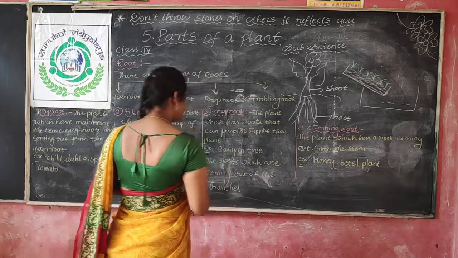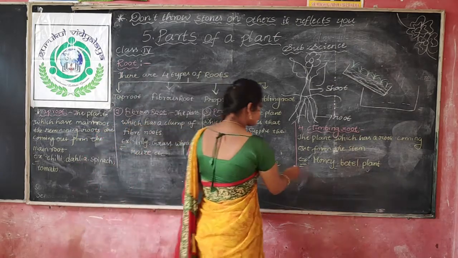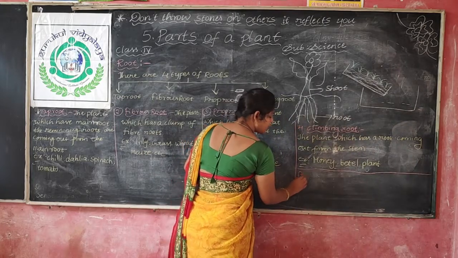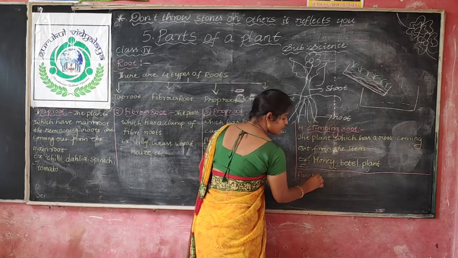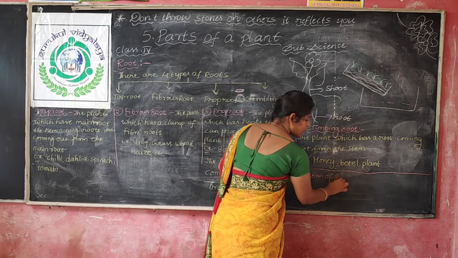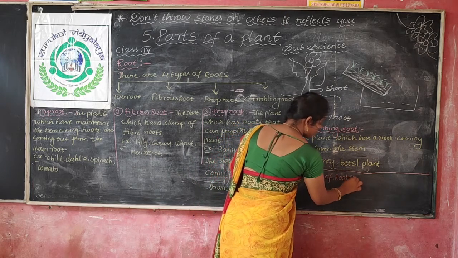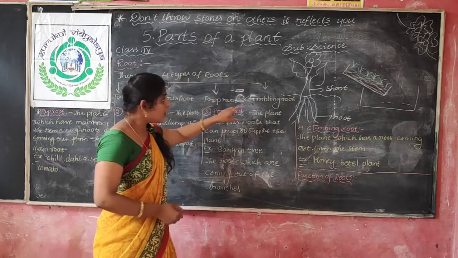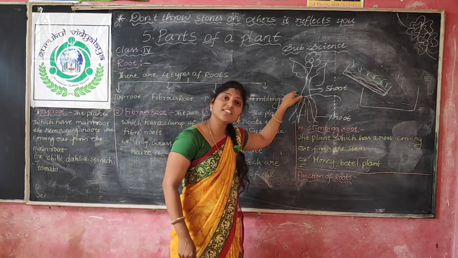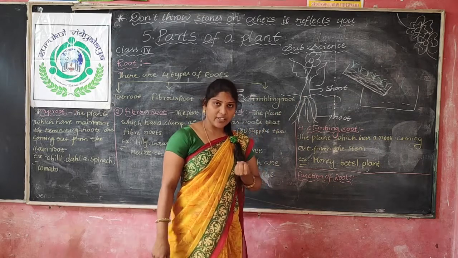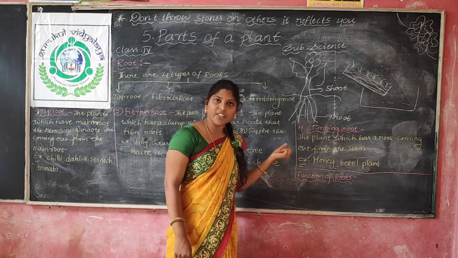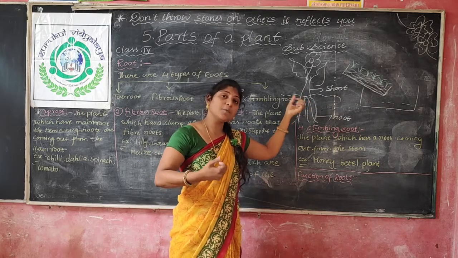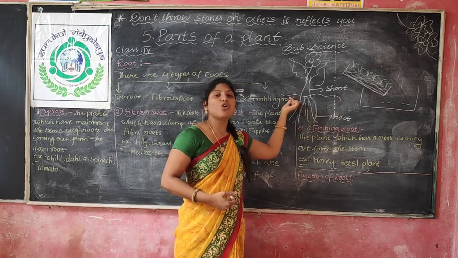water. So now we are going to discuss the function of roots. Function of roots. What happened? Here the soil absorbs the minerals, whatever minerals are there in the soil, and whatever water we are pouring, that water is absorbed by the soil.